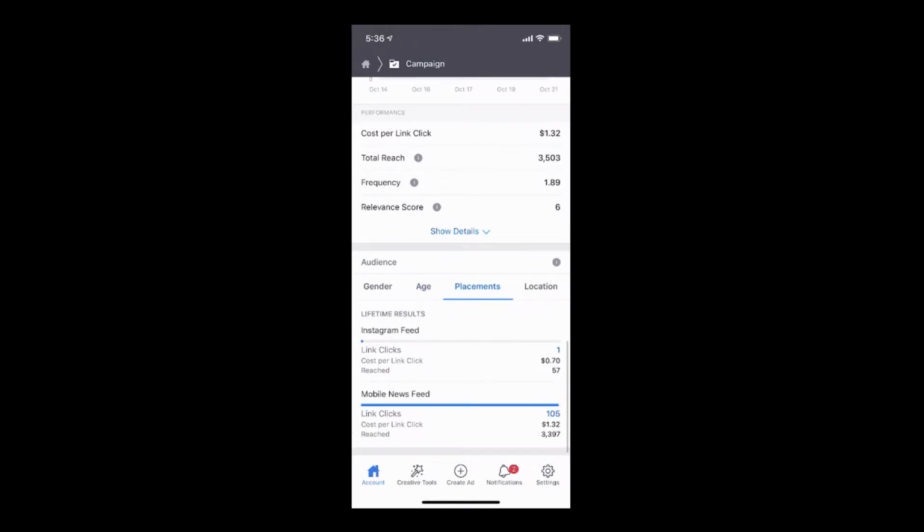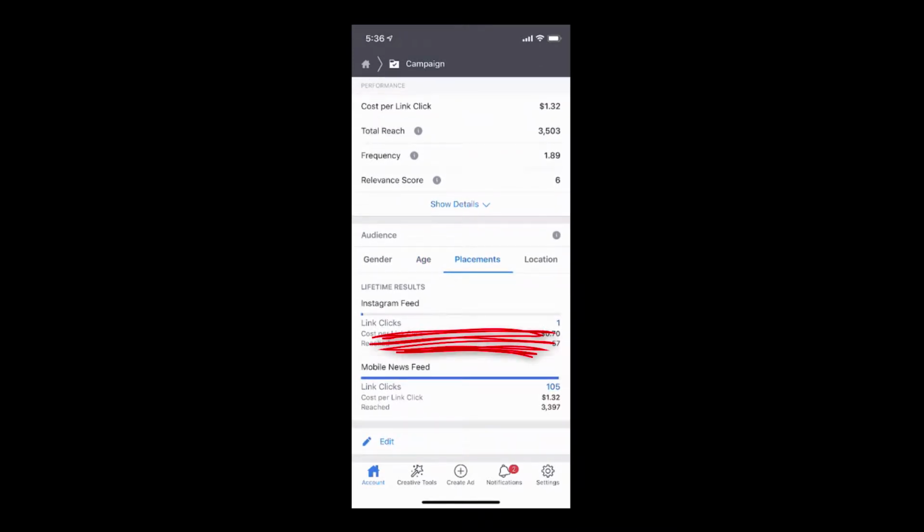As far as placements, only 1 click out of the Instagram feed. All of the others came from the mobile news feed on Facebook. And so nothing from the Facebook desktop app, which I thought there might have been something there, but I know that everyone is using their phone. If you're not targeting phone or mobile devices, then you're missing the boat completely. So that's okay. I just need to keep that in mind going forward.